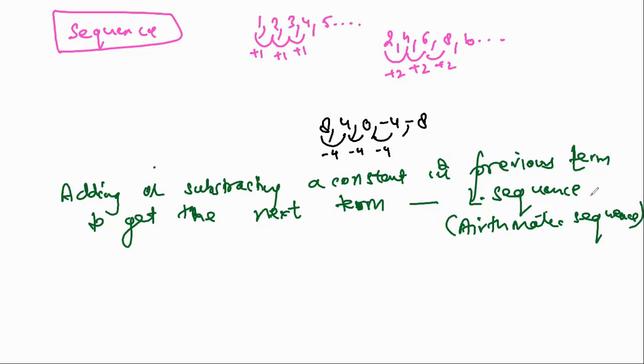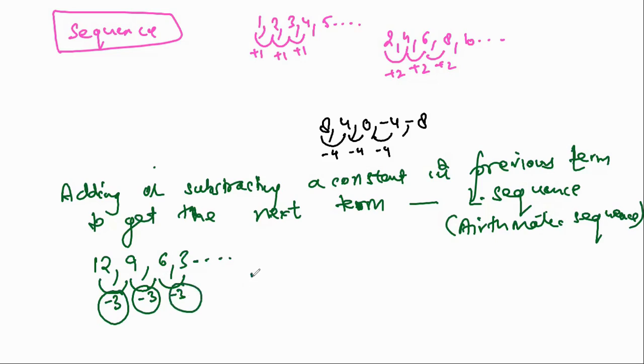Let's take an example. Suppose I'm saying 12, 9, 6, 3 and so on. To see whether it is a linear sequence or not, subtract 3 from 12 and I get 9. Subtract 3 from 9, I get 6. Subtract 3 from 6, I get 3. So I am subtracting a constant, the same number, and yes, it is a linear sequence.